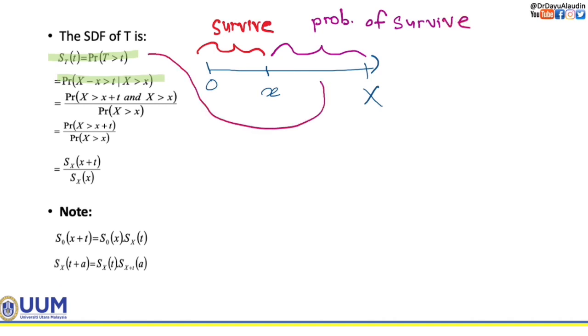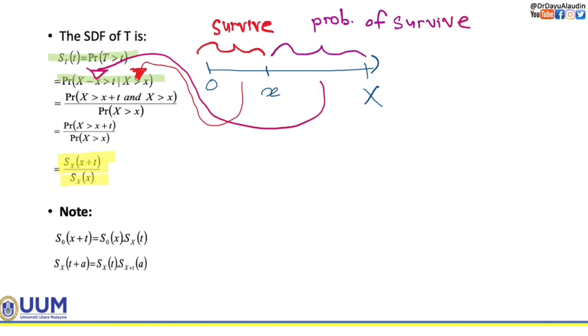So this one is referring to this probability, and this one is referring to this conditional probability. So then we get the SDF of T is S(x plus t) over S(x). So we get S(x+t) over S(x).